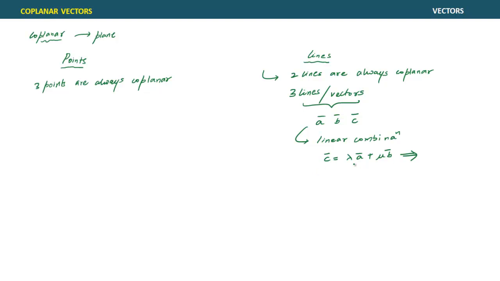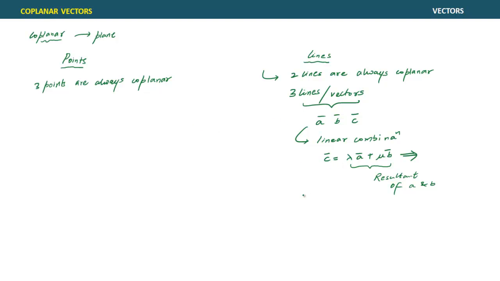How do you understand this? This is the resultant of A and B for some magnitude of A and B. The resultant of two vectors always lies in the same plane. So if C is equal to them, that means A, B, C are in the same plane, or in fact you can say they are written in a linear combination.